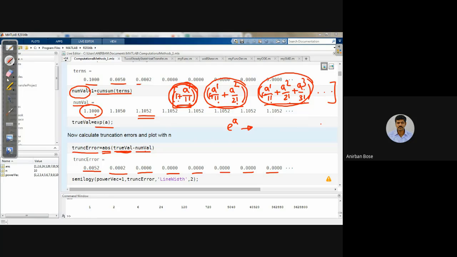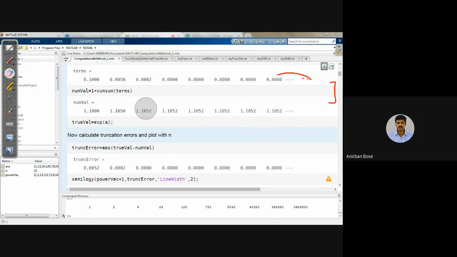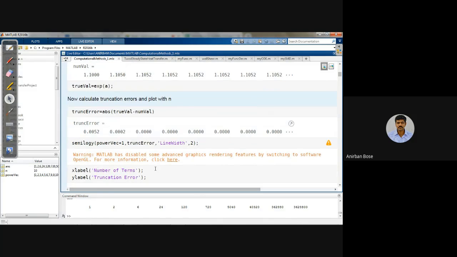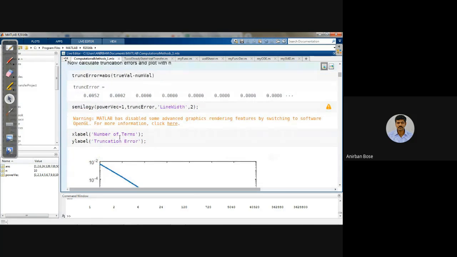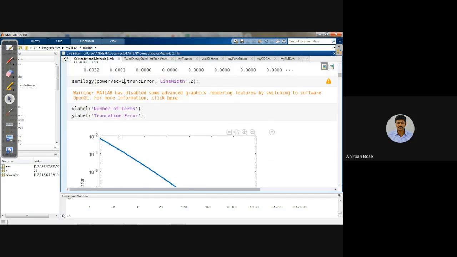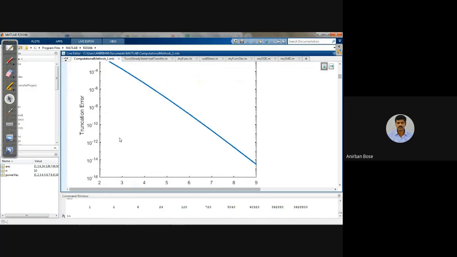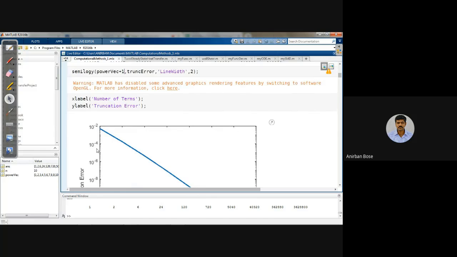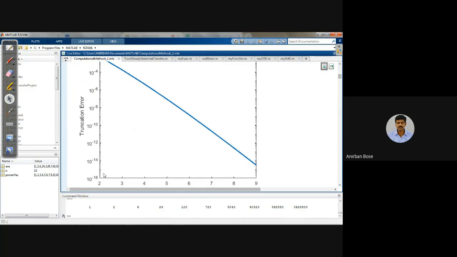So this is the technique by which you can check that with the increase of the number of terms, we can easily show that the truncation error is decreased. Here you can see only up to maybe 4 decimal points, but if you want to see it in a plot, it is a semi-log plot, because you can see the truncation error goes down to 10 to the power minus 16. It is only possible if you consider this as the log axis.